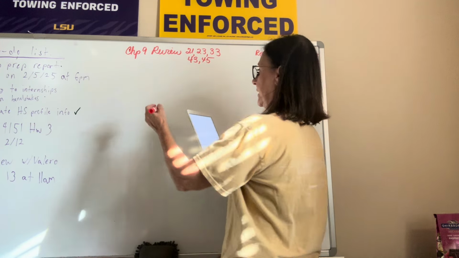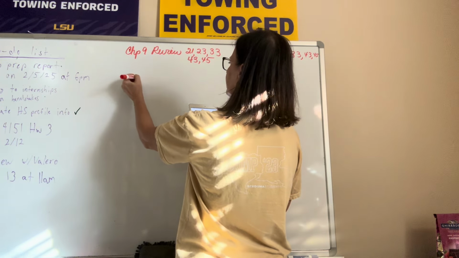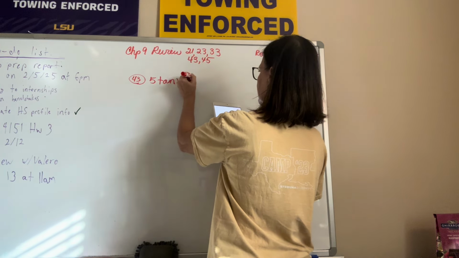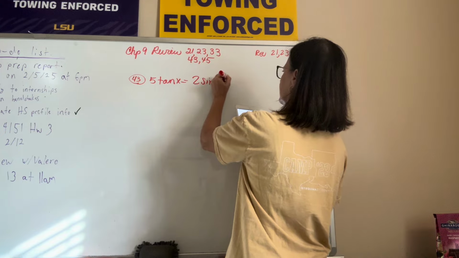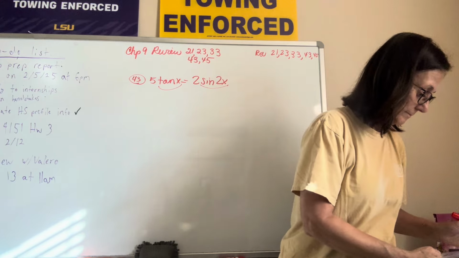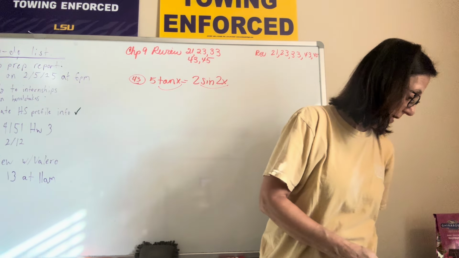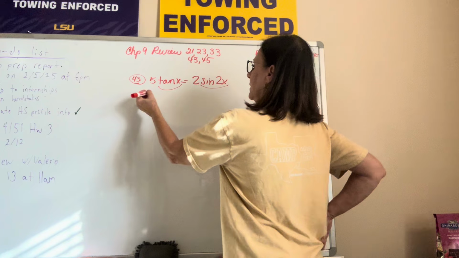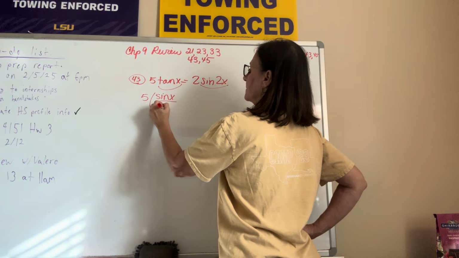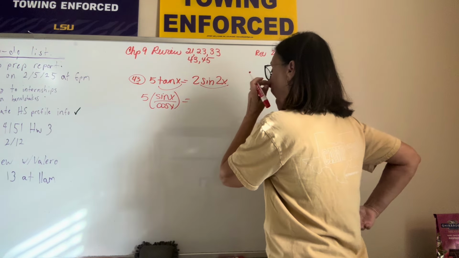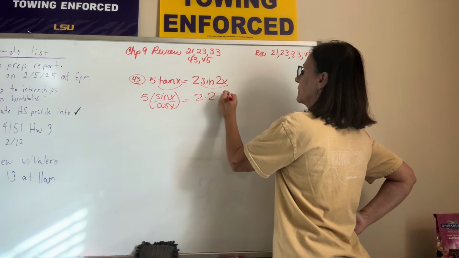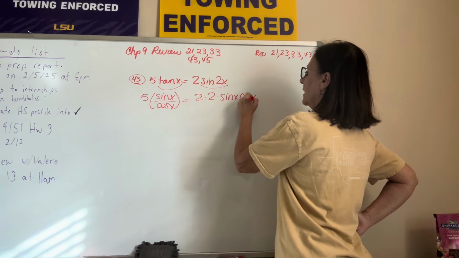All right, 43 is 5 tan of x equals 2 sine of 2x. I see the double angle. I probably want to write that in sine and cosine. It says find exact solutions. All right, so I'm going to say this is 5 sine x over cosine x. And this is the double angle, so it's 2 sine x cosine x.